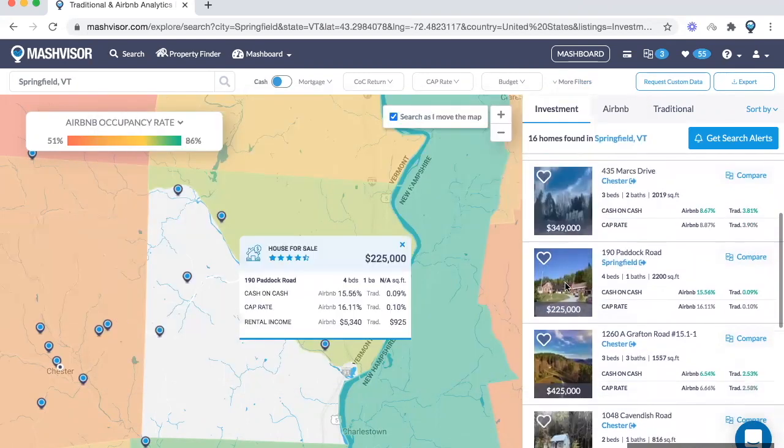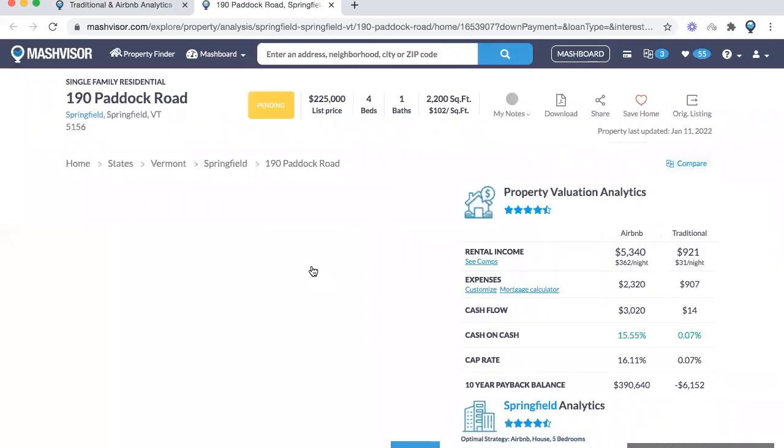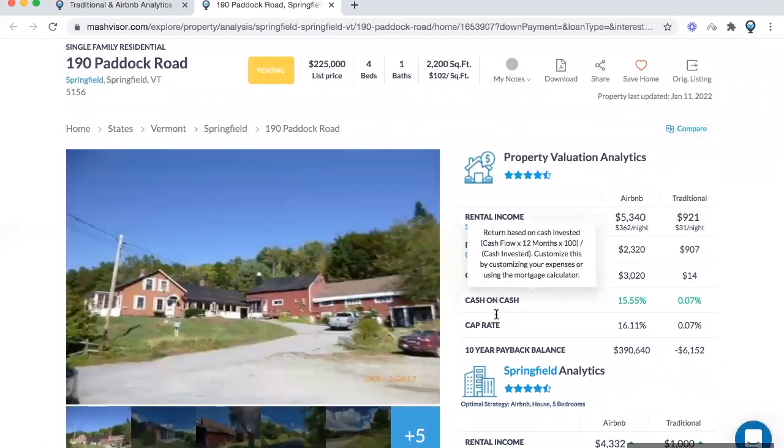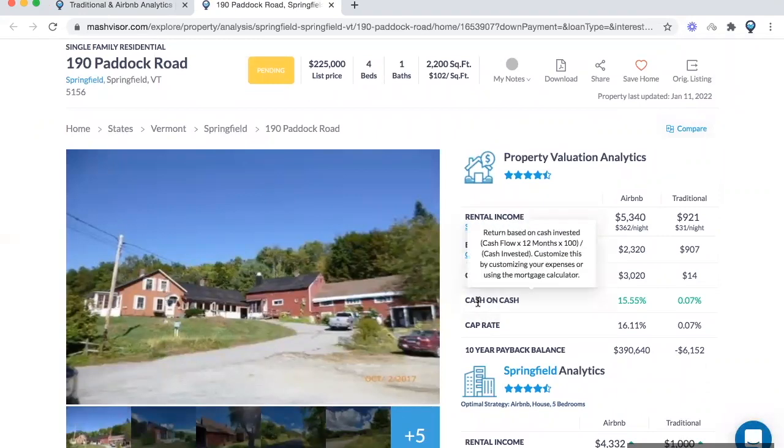Any listing that you click on will direct you to the property page. There, Mashvisor will provide you with an analysis on the home. So it'll show you the cash on cash and the cap rate. I just hovered over them, so that at any point, if you're curious about how we're coming up with the numbers, we actually give you the function. It is annual cash flow.